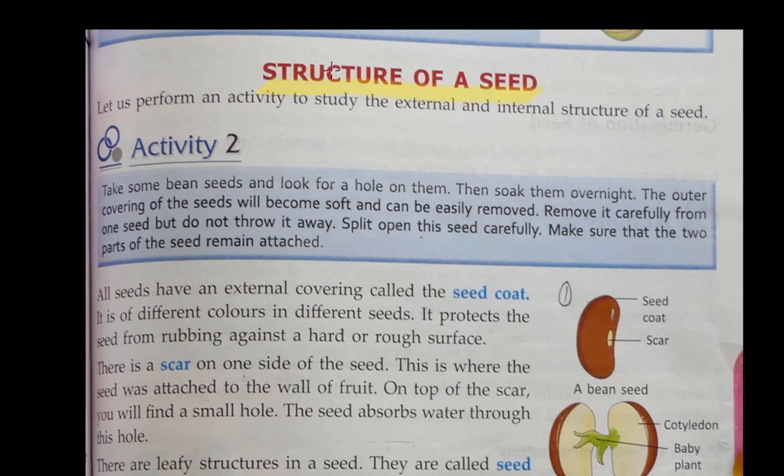Okay, let's see the structure of the seed now. All seeds have an external covering called the seed coat. What is that seed coat? That means it's an external jacket of the seed. Like we wear a jacket during the winter, in the same way seeds have a coat. That coat is called seed coat. See, look at this. You can see this covering, right? So this is called the seed coat. It is of different color in different seeds.